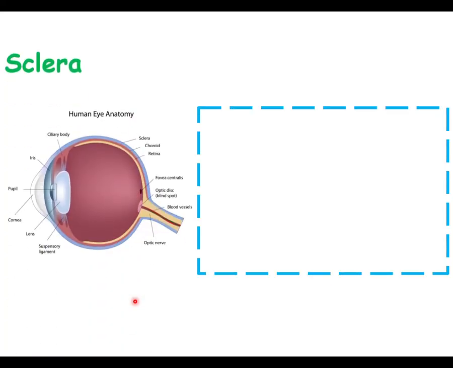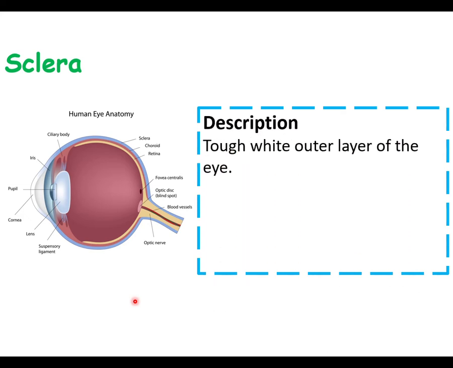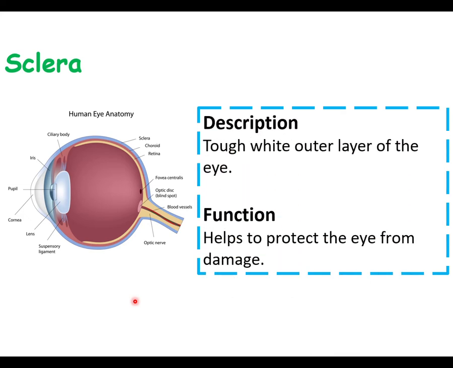Okay, right, now the sclera. The sclera, sometimes referred to as the sclerotic layer, is the tough outer white part of the eye. It's the white of your eye. It's incredibly tough. It protects the eye from damage. It keeps all the bits together inside of it.